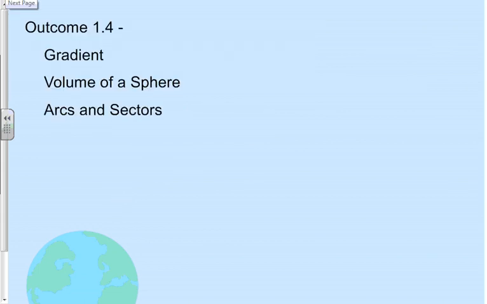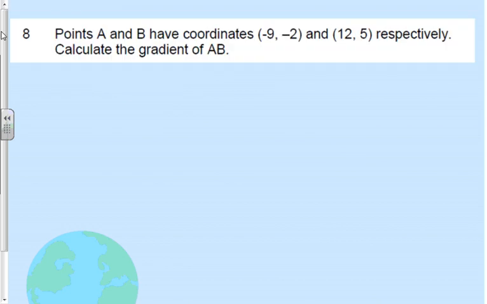The final outcome, outcome 1.4, the biggest of the outcomes, starts with gradient, then the volume of a sphere, and then our knowledge of arcs and sectors. Now, the gradient question starts here with question 8. Points A and B have the coordinates -9, -2, and 12, 5, respectively. Calculate the gradient of AB. Well, we've got 2 points there, so we can use our gradient formula. m equals y2 minus y1 over x2 minus x1. Our points there are x1, y1 and x2, y2. So it's simply a case of filling in the blanks.